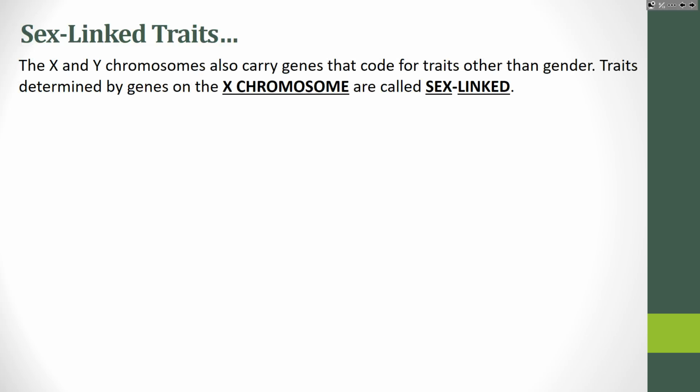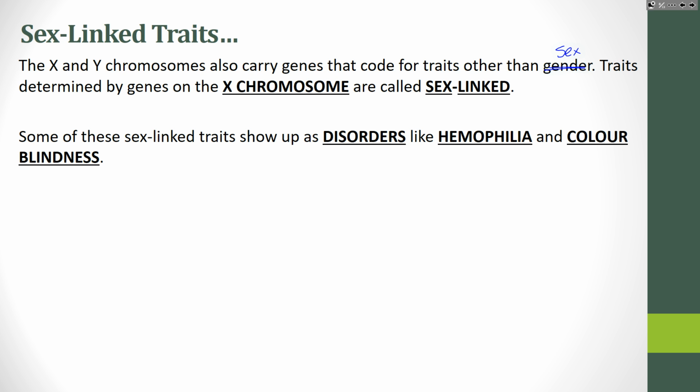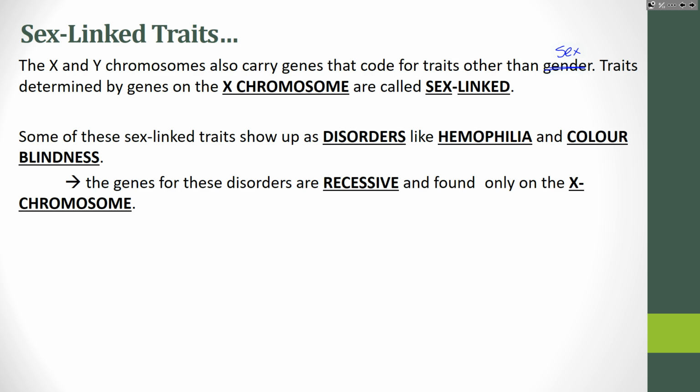Now, the X and Y chromosomes can carry genes for things that are not just sex, and notice it says gender in here. That is incorrect. It should say sex. Traits determined by genes on the X chromosome are called sex-linked. Some of these sex-linked traits will show up as a disorder, like hemophilia or colorblindness. And the genes for the disorders are typically recessive, and they're only ever found on the X chromosome.